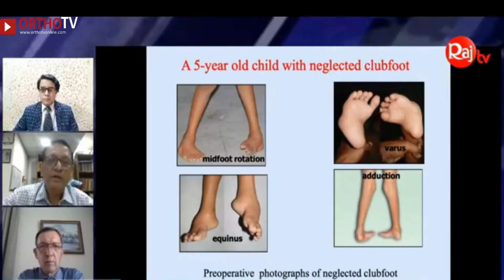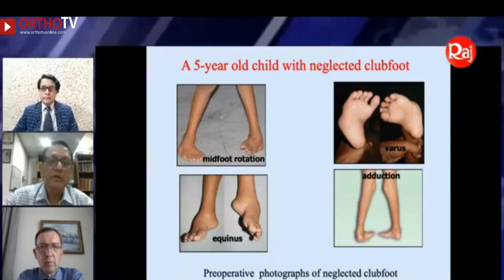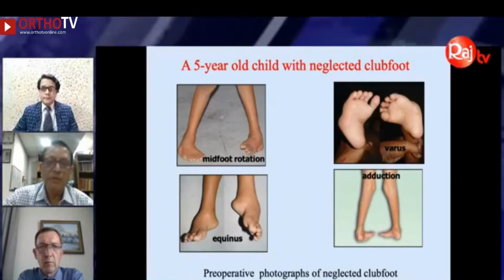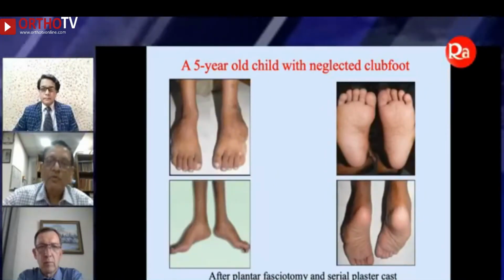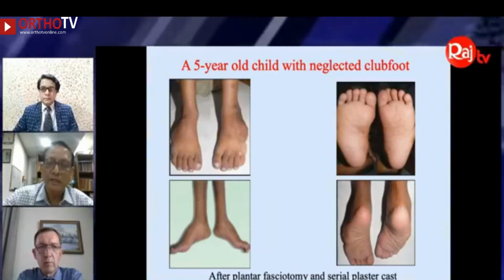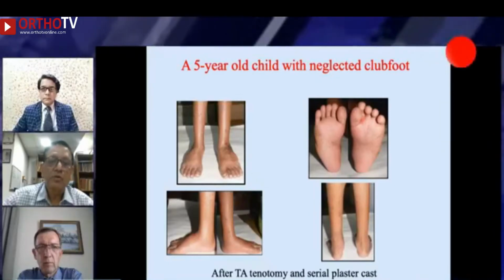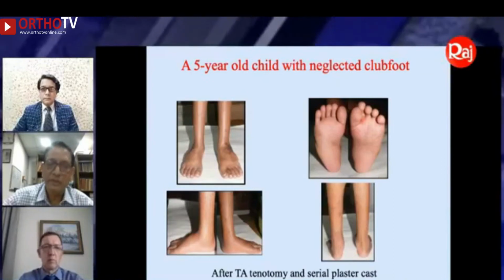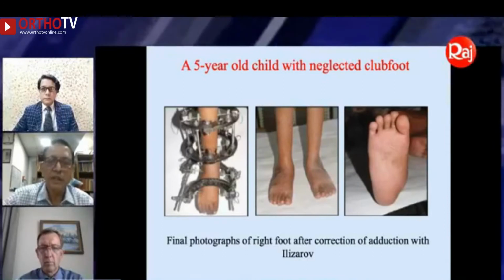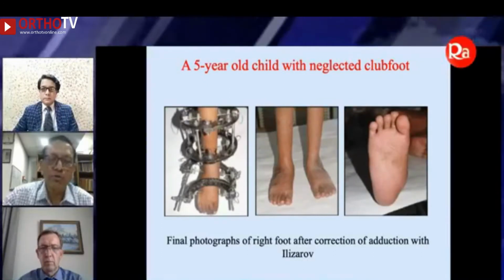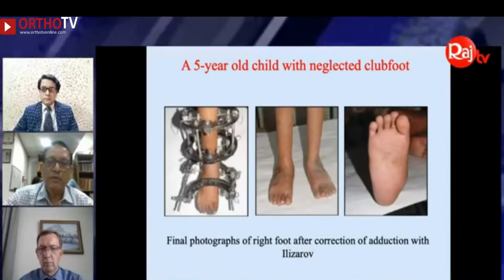There was another boy, a 5-year-old, who had a very severe clubfoot deformity. In the same way, we did the percutaneous tenotomy and plantar fasciotomy. You can see that most of the deformities are corrected, and after that we did the tendoachilles tenotomy, so all the deformity is corrected. Sometimes the adduction deformity is left there, which is not corrected by the plaster. So we apply the frame and correct the adduction deformity with the Ilizarov.